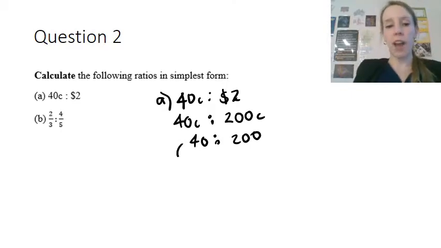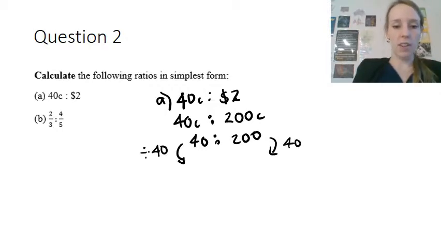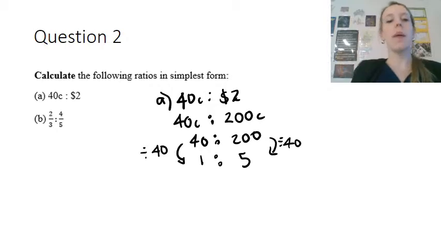So I'm going to divide both sides, and I have to divide them both by their highest common factor. So the number that they can both be divided by, that's the highest, is 40. So I'm going to divide both sides by 40. So to start off with, I'll do 40 divided by 40, which is 1, and 200 divided by 40, which is 5. So my answer there would be 1:5. That would be my simplified ratio.